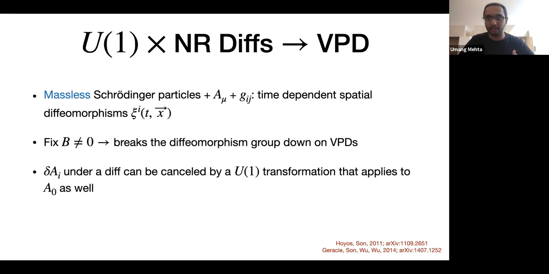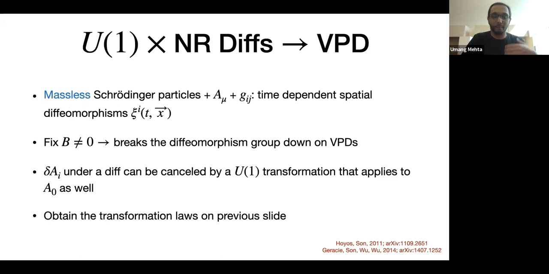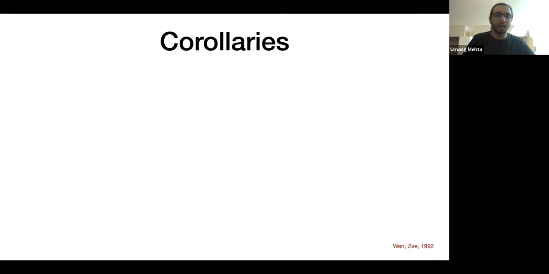Now, delta AI under a diffeomorphism characterized by some parameter, which is the curl of lambda, turns out to be a total derivative of some function and can hence be canceled by a U1 transformation. But this U1 transformation applies to A0 as well. So from this, we obtain the same transformation laws that we had on the previous slide, namely that Gij transforms as a rank 2 tensor, and A0 transforms with lambda dot minus this Poisson bracket term. Immediately, there are some corollaries to this.